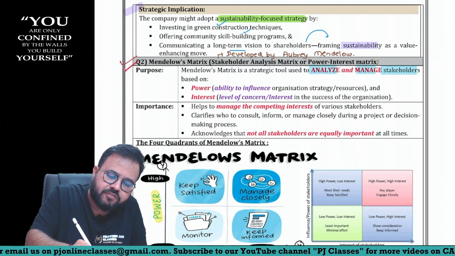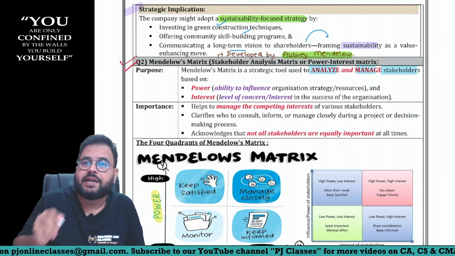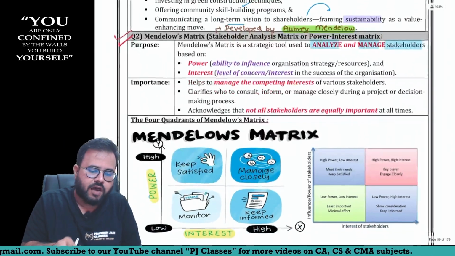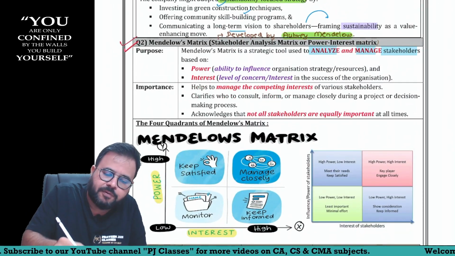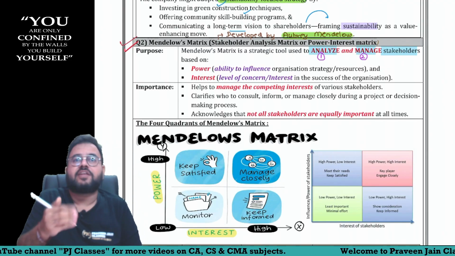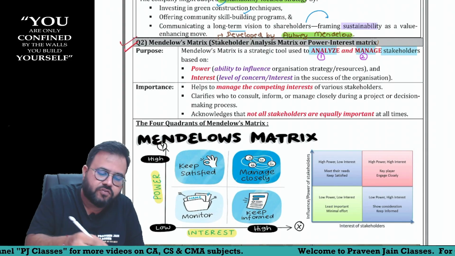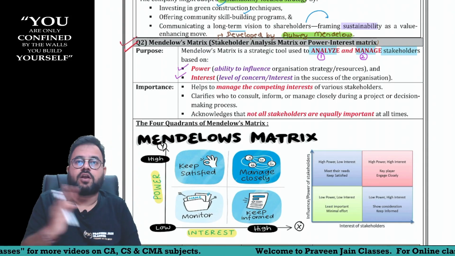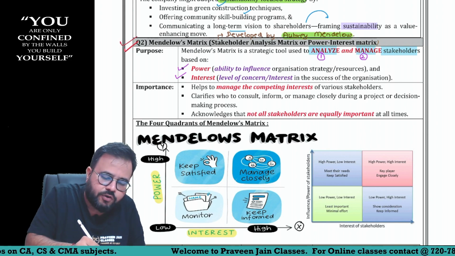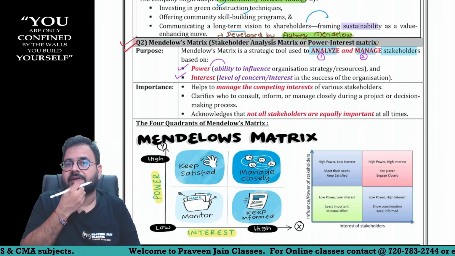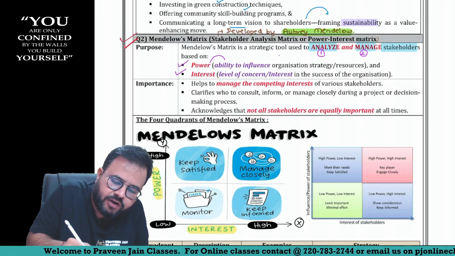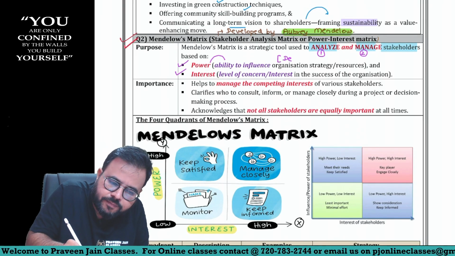And who developed this matrix, sir? Mr. Aubrey Mendelow. You may write this down in the notebook also, sir. What is the purpose of this matrix, sir? The purpose is very simple: we want to analyze and manage your key stakeholders. Based on what? Based on two variables. What are those? Power and interest. And what does power mean? Ability to influence the organization's strategy or resources, decision making. A better word you can write down is decision making.